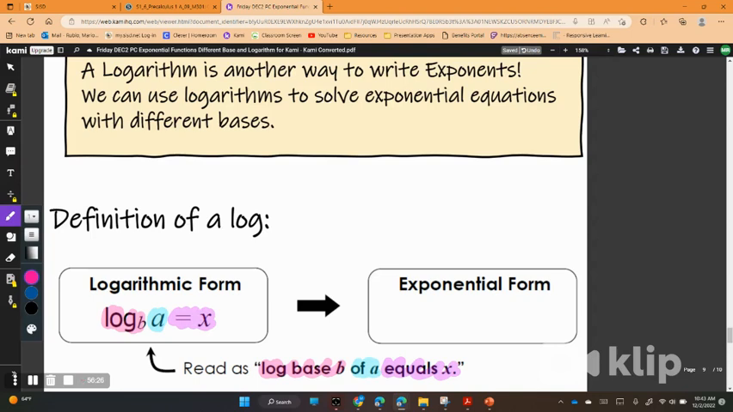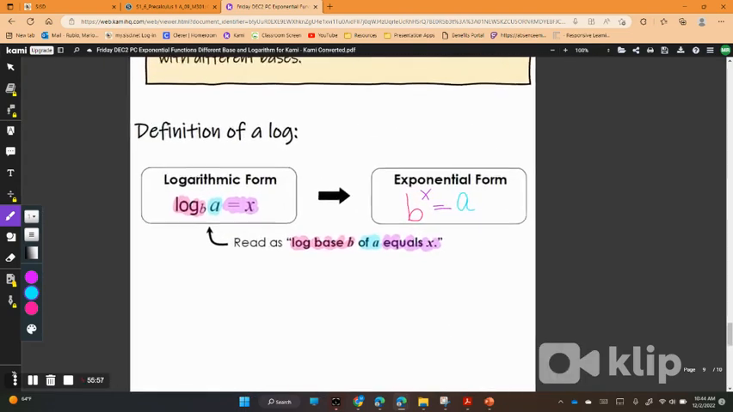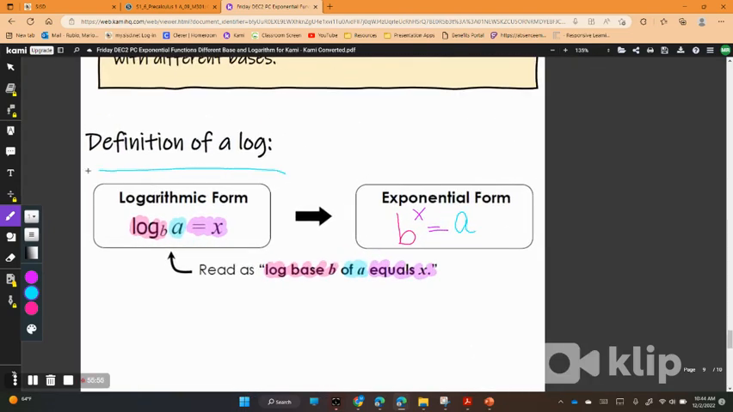And we can convert that into an exponential form, which looks like this. Let me see if I can write the same colors. b to the x equals a. Okay, it's pretty simple. All we got to do is use the b, the a, and the x and rewrite it as b raised to the x power equals a. Please make sure you write this in your notebook.